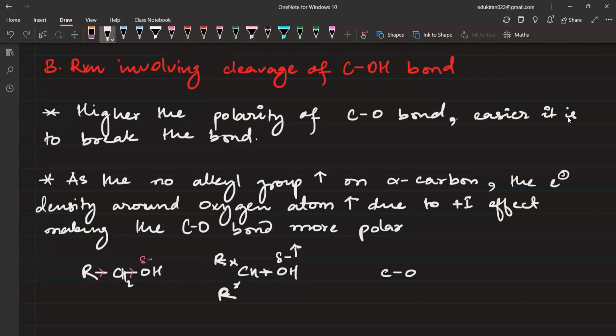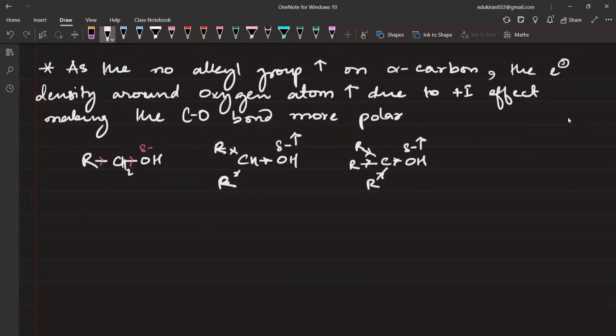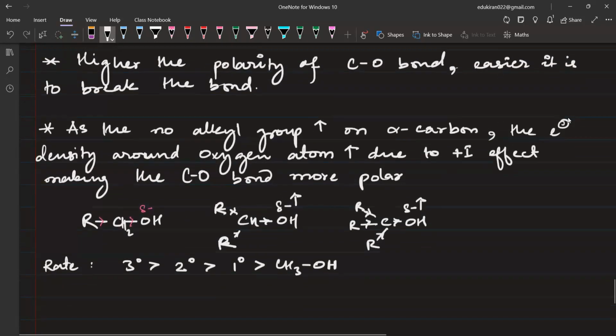If you have COH and there are 3 alkyl groups attached, then all of these 3 alkyl groups will be giving electron density towards the oxygen atom, making the partial negative charge even higher, making the carbon-oxygen bond very much polar. Now, जितना ज्यादा polar उतनी आसानी से टूटेगा. That's why I can say, in general, rate of all the following reactions, whatever we are going to look at, is that the rate of the 3 degree will be highest, followed by 2 degree, then followed by 1 degree, and then at last will be the CH3OH. This will be the least, so the slowest one, है ना? Least fast, सबसे slow CH3OH reaction करेगा. So please write this down.